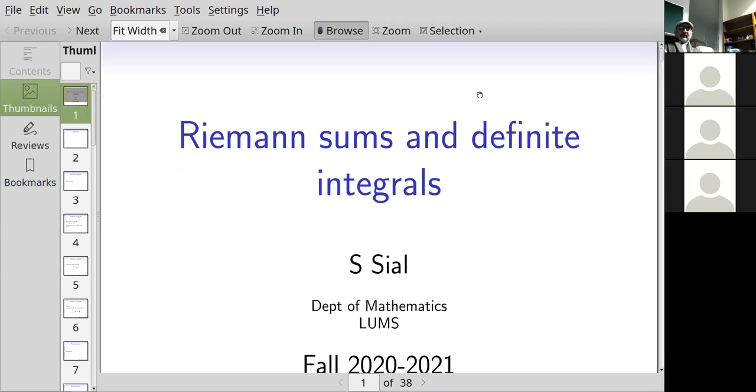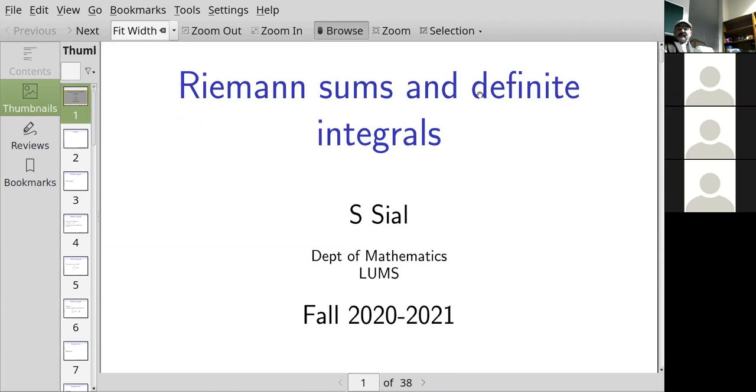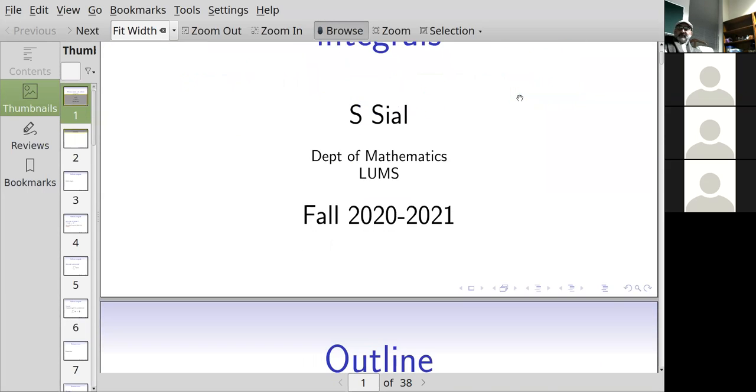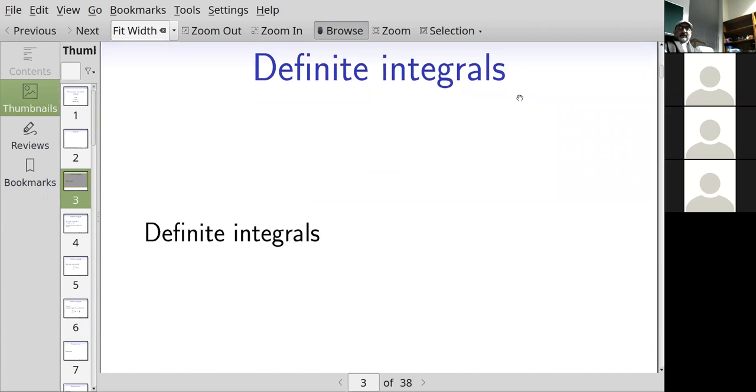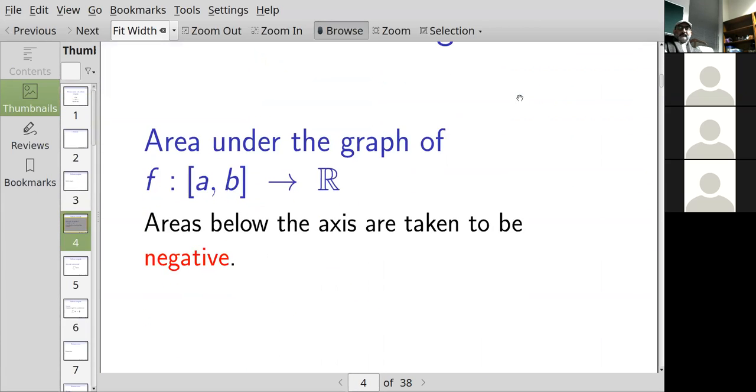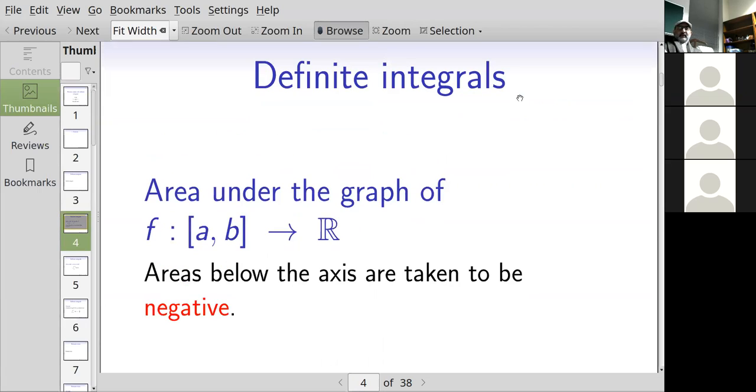So we're going to specify some of the notations and the terminologies for the sorts of things that we were doing in the last session. Okay, so definite integrals are used to find the area under the graph of some function. We have a closed interval from a to b, f maps a to b.